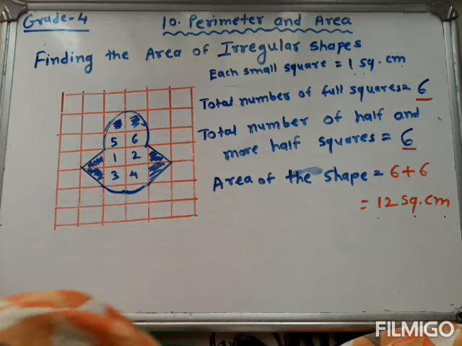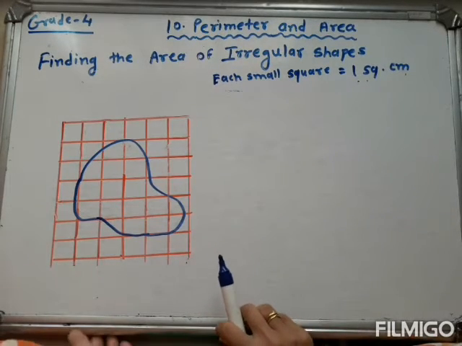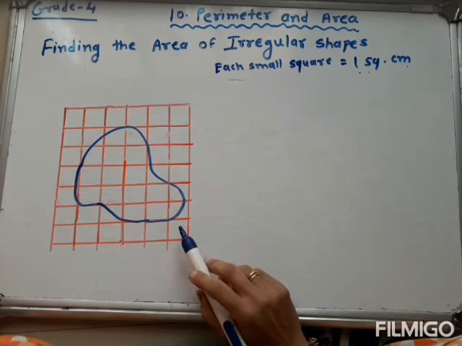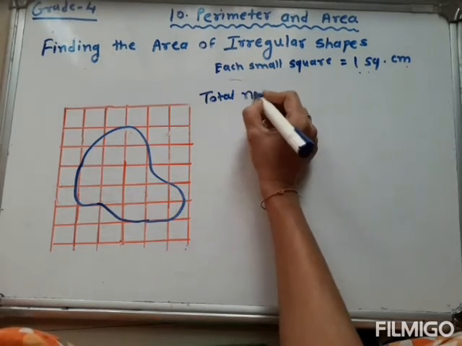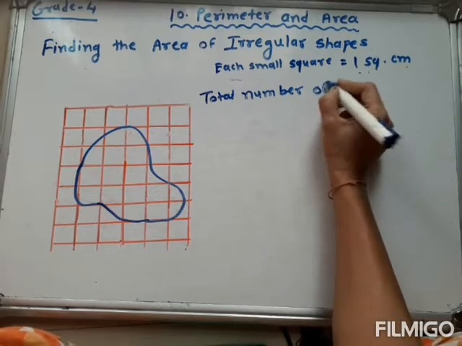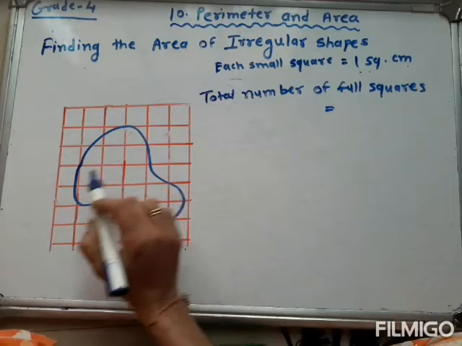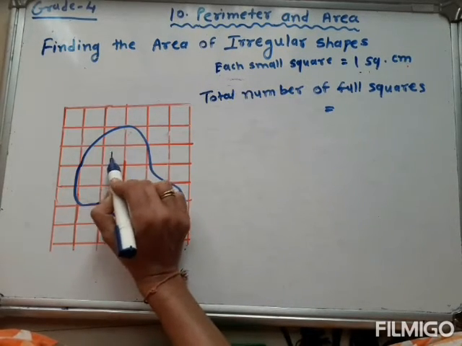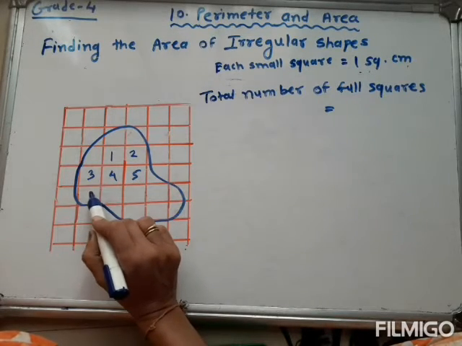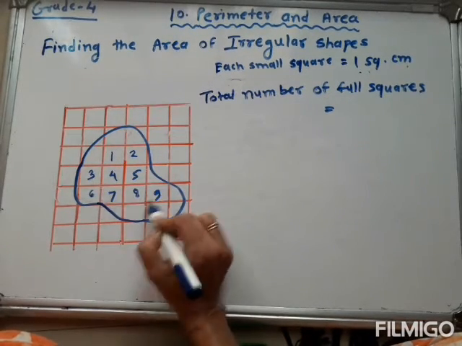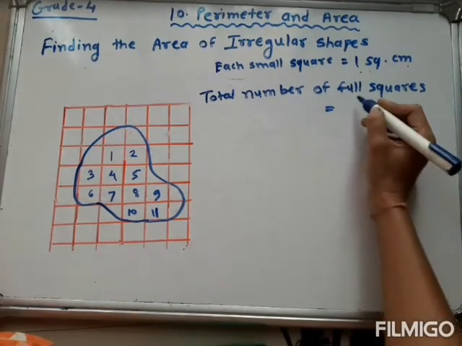Okay, we see the second example. Now see this figure. This irregular shape is given, and we find the area of this irregular shape. What is the first step? The total number of full squares. So write the total number of full squares. Count the full squares. We start from 1, 2, 3, 4, 5. Then again 6, 7, 8, 9, 10 and 11. So we get a total of 11 full squares.